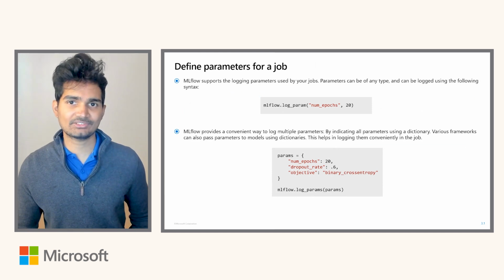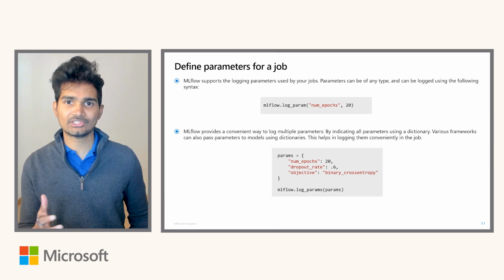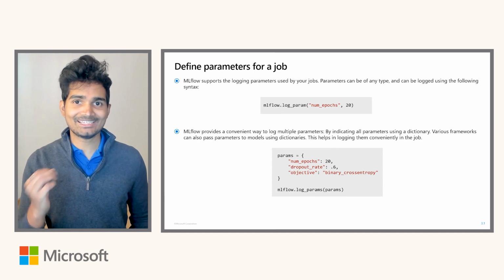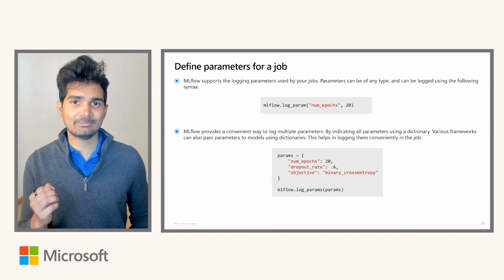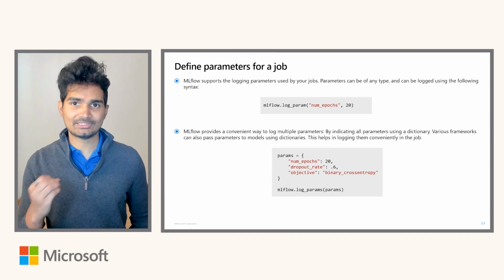As mentioned in the previous slide, MLflow simplifies the process of logging parameters used in machine learning jobs. Parameters can be of any type and are essential for documenting the configurations used during experiments. To log parameters, you can use a straightforward syntax.